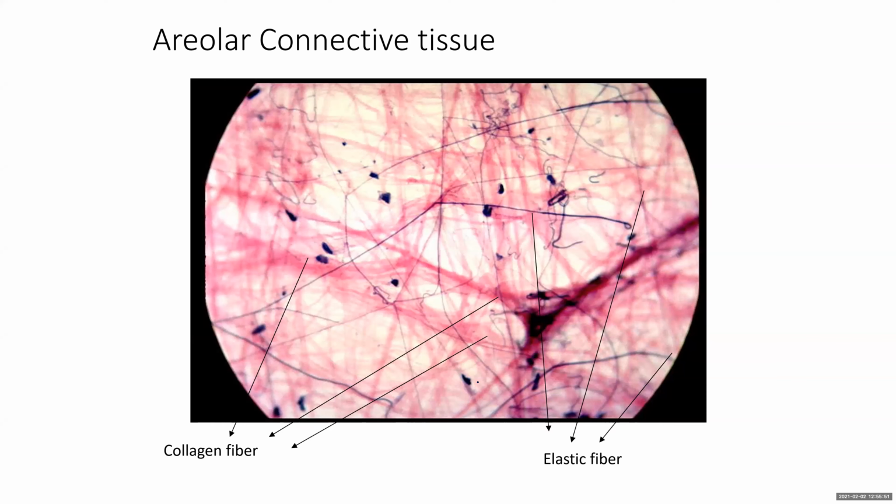Compare that with collagen fiber. Here, what we are looking at, the dark blue, black, those are the elastic fibers. While the reddish fibers, notice how these are wider, how these are not running in every possible direction, but they tend to be parallel to one another. These are collagen fibers. So collagen fibers and elastic fibers are the two major fibers within the connective tissue. And you get to see all of those in areolar connective tissue.